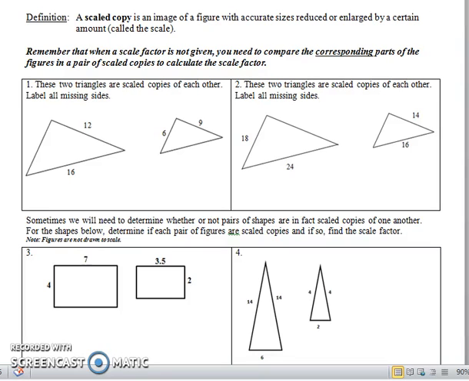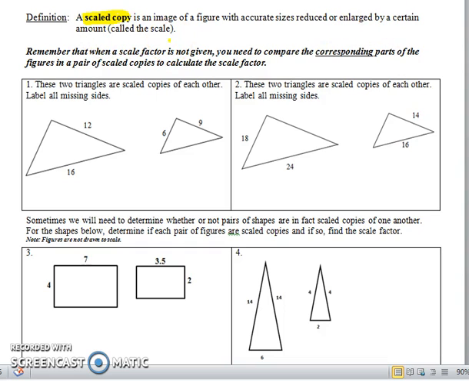The topic of this video will be on scaled drawings and proportions. So let's first start with talking about something called scaled copies. This definition here says that a scaled copy is just an image of a figure with accurate sizes that are either reduced or enlarged by a certain amount, called the scale.